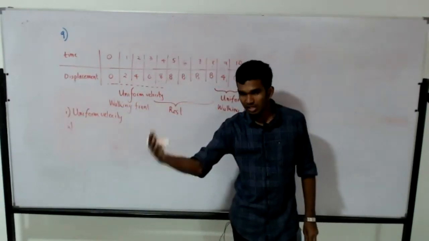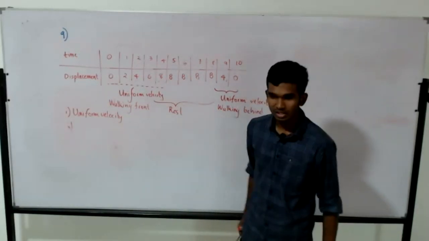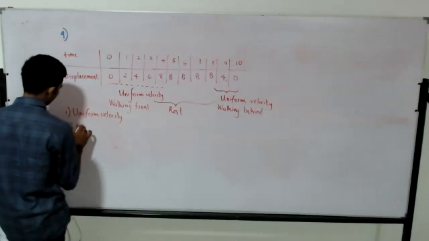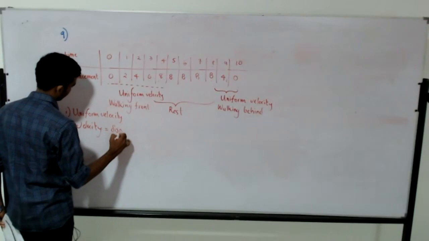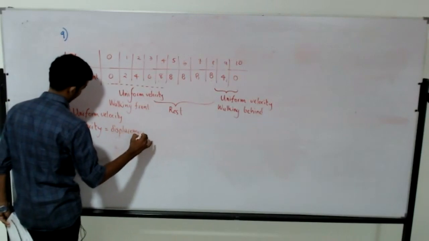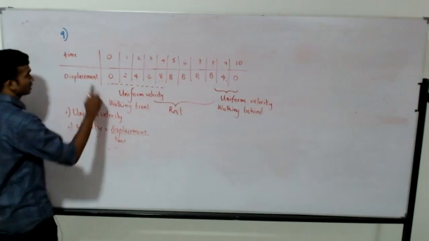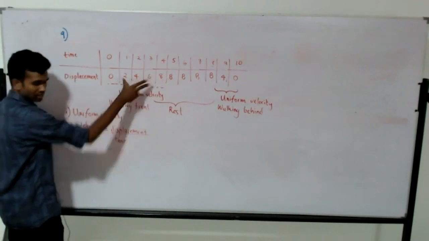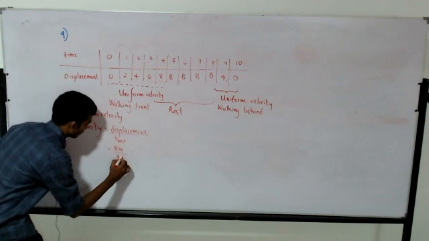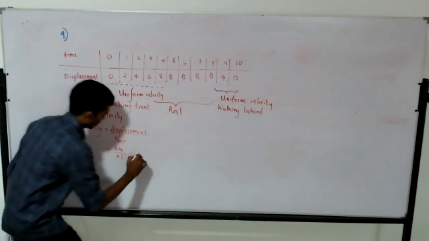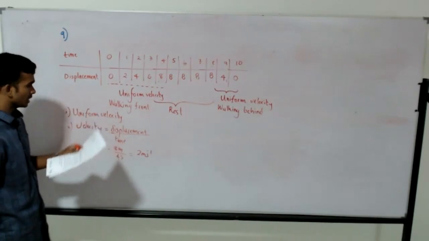Rate of change of displacement is what? Velocity. What is the velocity in first 4 seconds? Velocity equals displacement over time. What's the displacement? First 4 seconds, 8 meters. What's the time? 4 seconds. What's his velocity? 2 m s to the power minus 1. Got it? Right. Roman number 3.